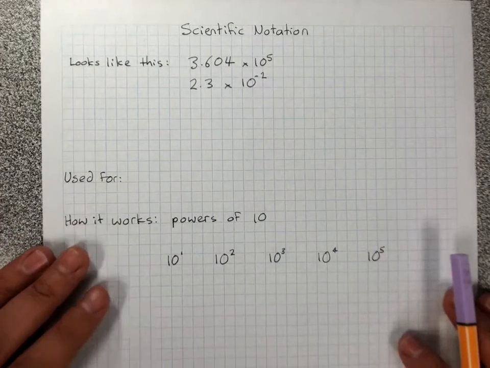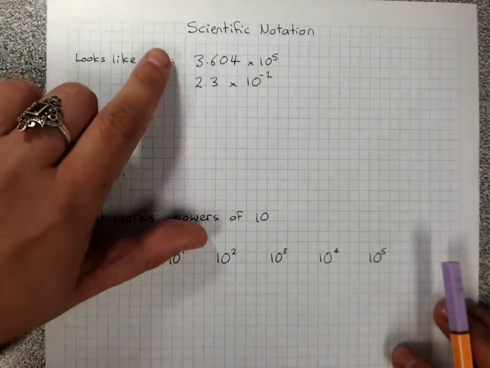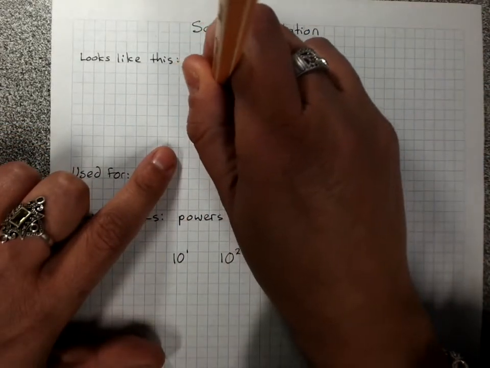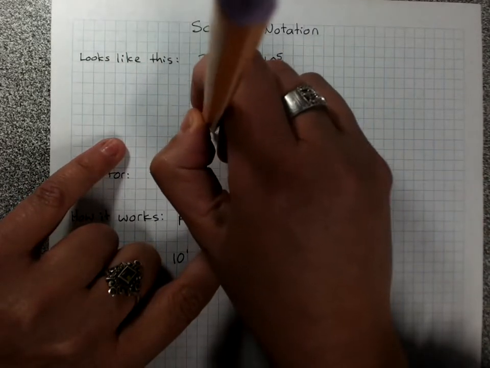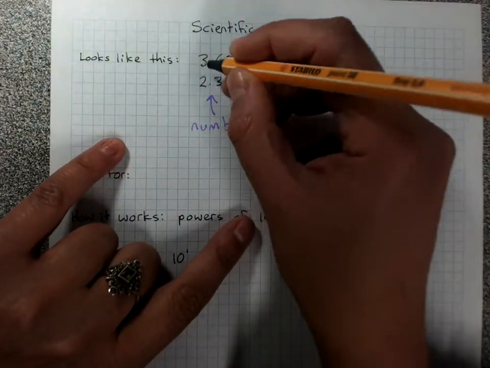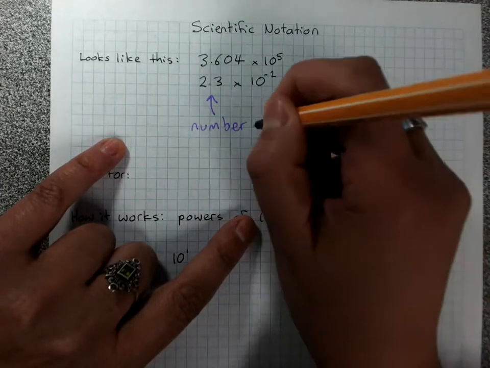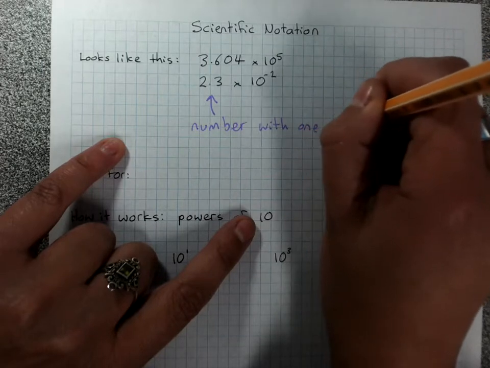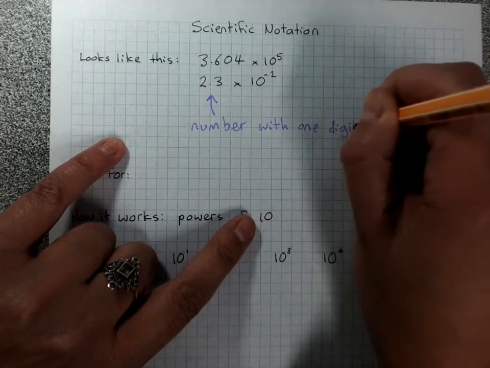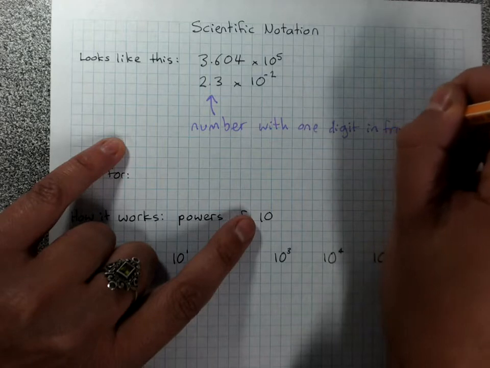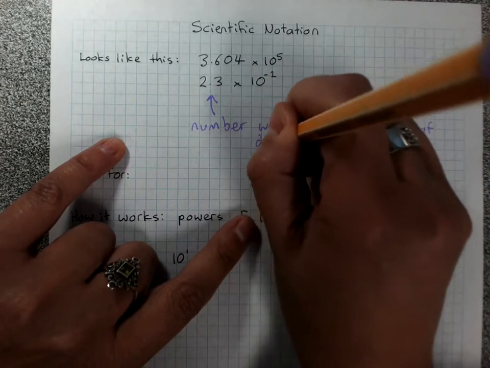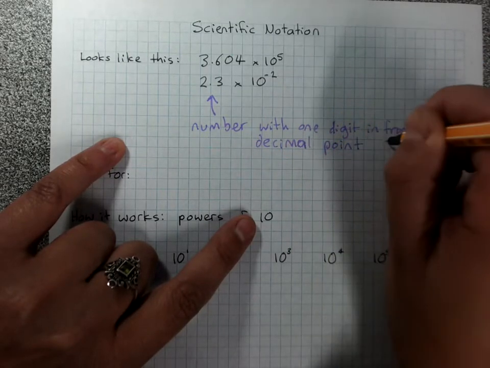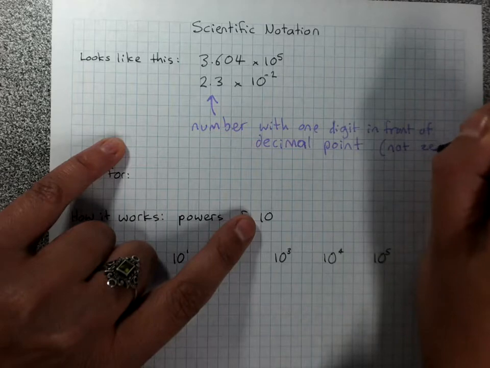Scientific notation. Scientific notation is numbers that look like this. That is, they've got a number to start with, one digit, one numeral, in front of the decimal point. And that can't be a zero. So a number with one digit in front of the decimal point, not a zero.